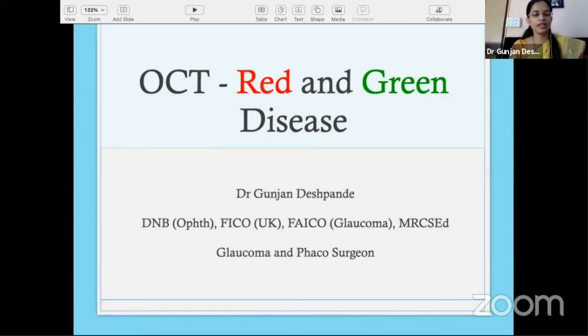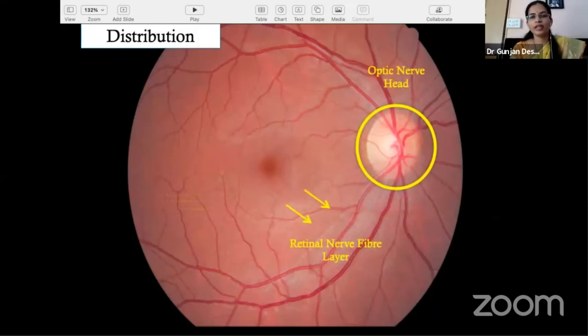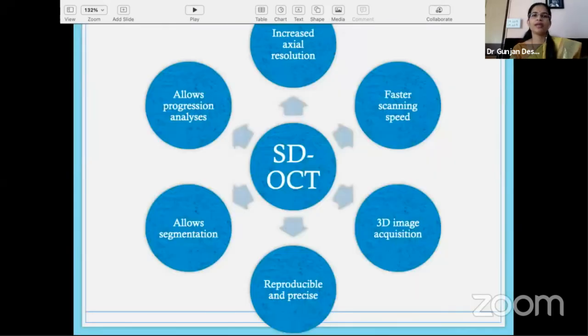Again, at the outset, I would like to thank the MOS for accepting our IC, and I'll be speaking on OCT, the red and green disease. Now, why is OCT required? OCT is required to analyze the optic nerve head and the retinal nerve fiber layer, as well as the ganglion cell complex in few cases.